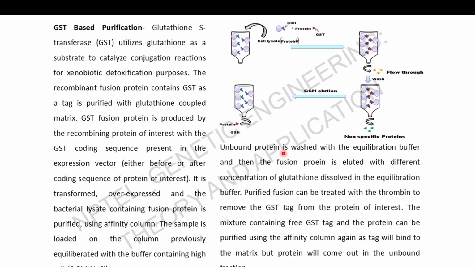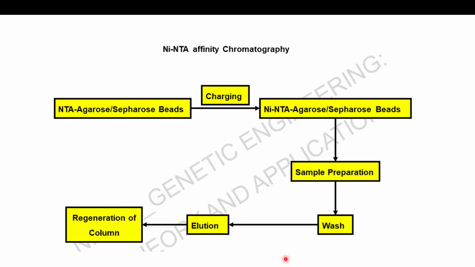Now, during the wash step, any unbound material or unbound protein is washed off with the equilibration buffer, and then this fusion protein or tagged protein is eluted with a different concentration of glutathione dissolved in the equilibration buffer. Okay. So purified fusion can be treated with thrombin to remove the GST tag from the protein of interest. So the mixture containing free GST tag and the protein can be purified using the affinity column again, because the tag will bind to the matrix but the protein will come out in the unbound fraction.